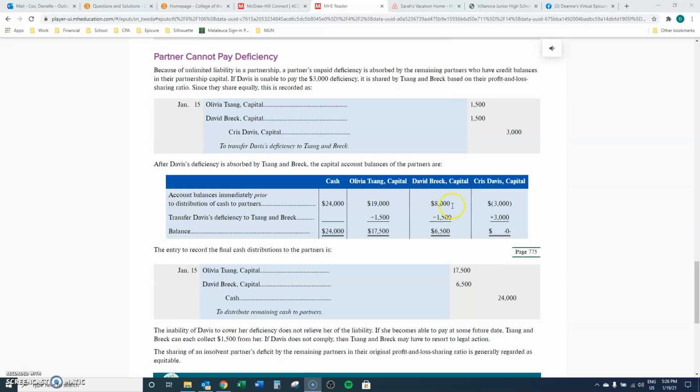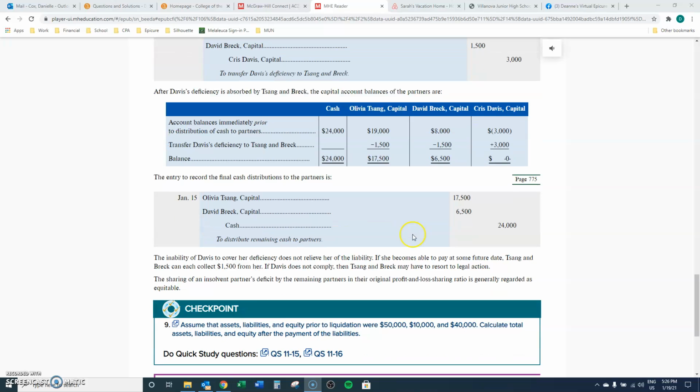And this is shown here again. They start off in this position. Davis's account is brought up to zero in either case, but instead of increasing cash they're each sharing and reducing their capital account. So there's the entry to record that final cash distribution. The $24,000 gets split $17,500 and $6,500 to bring each of the accounts to zero.